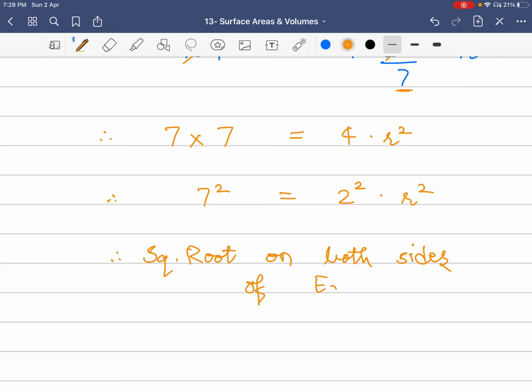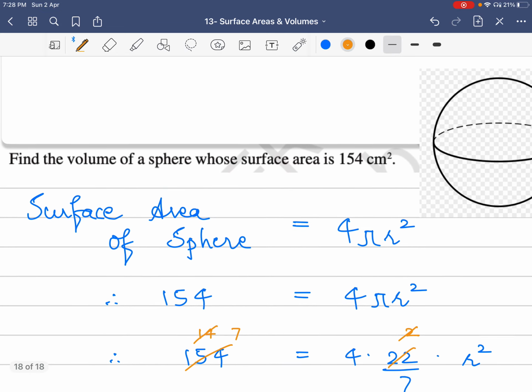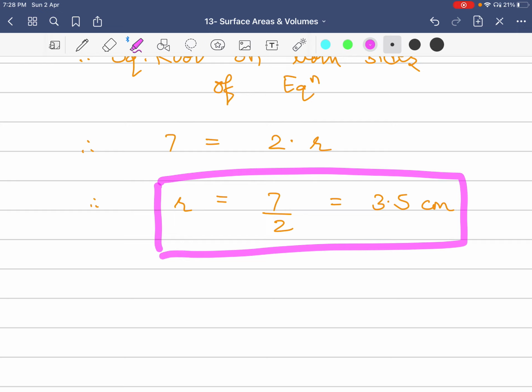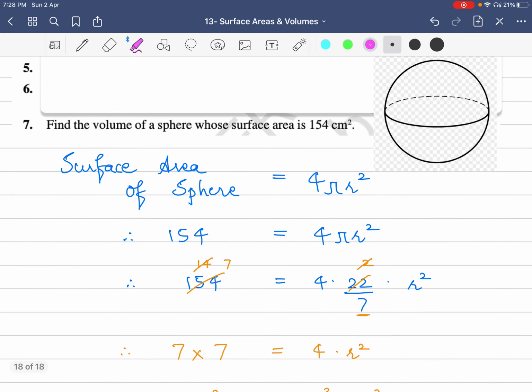If we take the square roots on both sides of the equation, what we get is 7 is equal to 2 into r. So what is the actual value of r? Therefore r is equal to 7 by 2, which is 3.5. And what is the unit? The unit is very important, centimeter. So r of our sphere is equal to 3.5 centimeter. Once you know the value of r, now we have to find the volume.